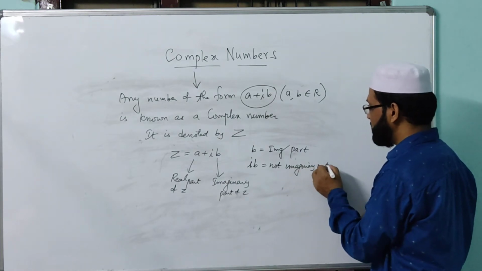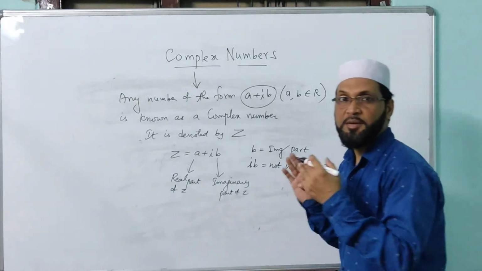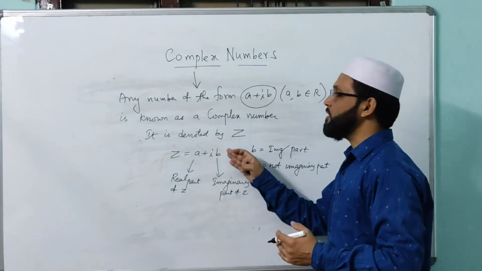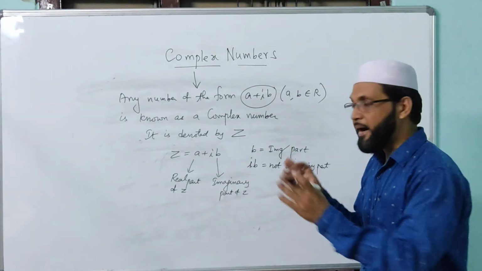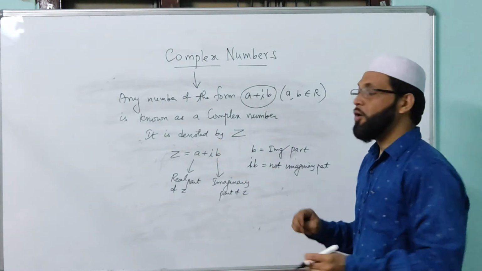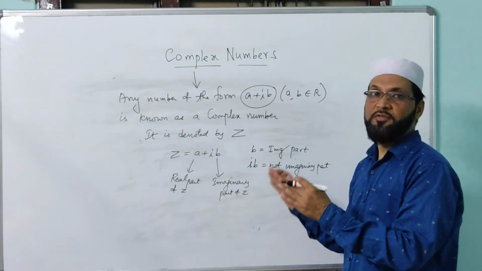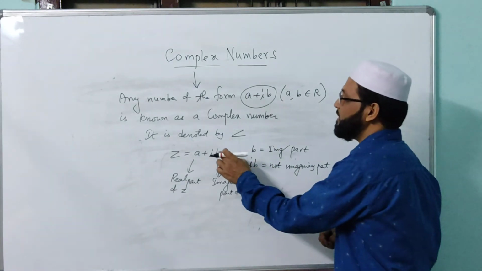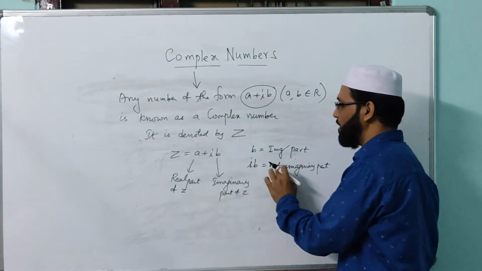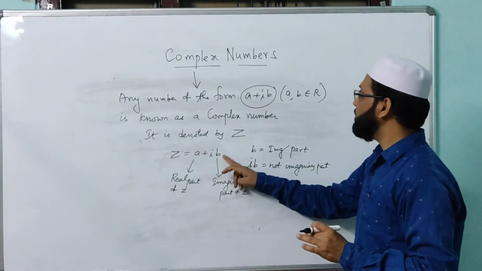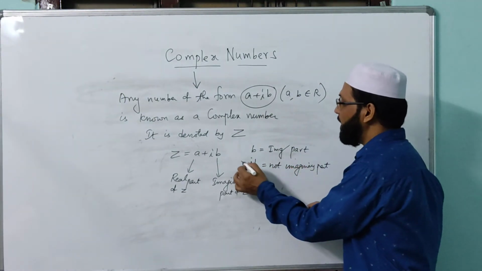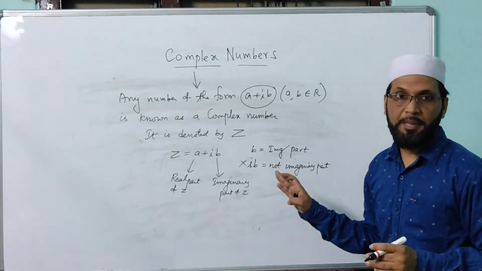Most of the students, when we ask what is the imaginary part, try to say ib is the imaginary part, but ib is not the imaginary part. Only b is the imaginary part here. Iota itself is an imaginary term. So anything coming along with iota is called the imaginary part. So remember, b is the imaginary part and ib is not the imaginary part here.